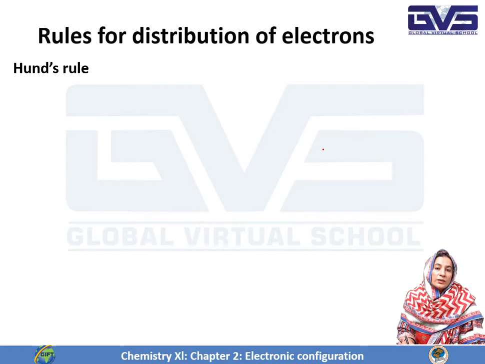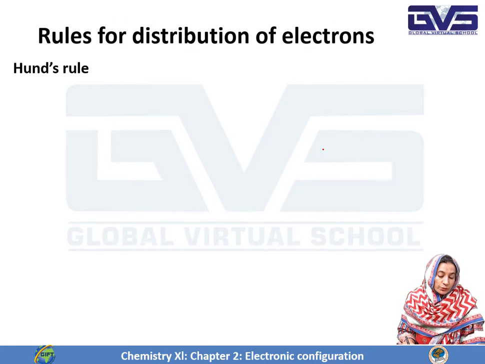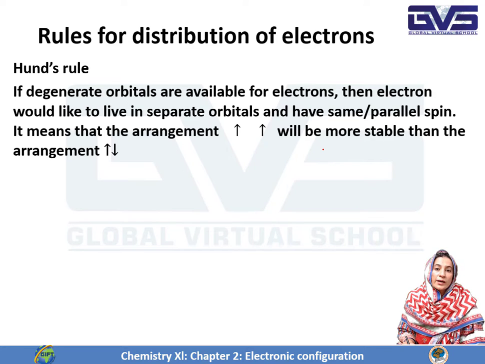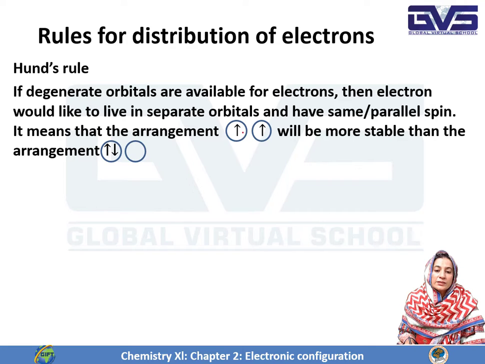And the last rule is Hund's rule. This is also used for the electronic distribution. According to Hund's rule, if degenerate orbitals are available for electrons, the electrons would like to live in separate orbitals and have the same spin like this. This is the same spin. This will be more stable than an arrangement where one is empty and one is with paired spin, clockwise and anti-clockwise. This will be explained with this example.